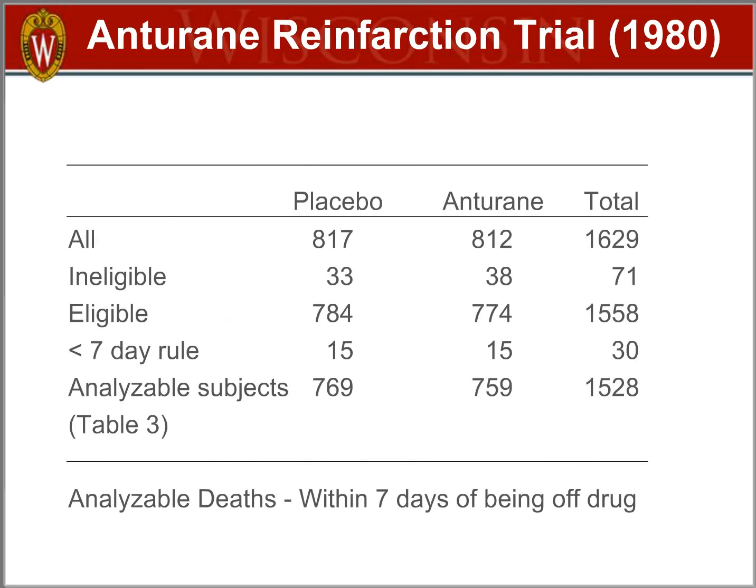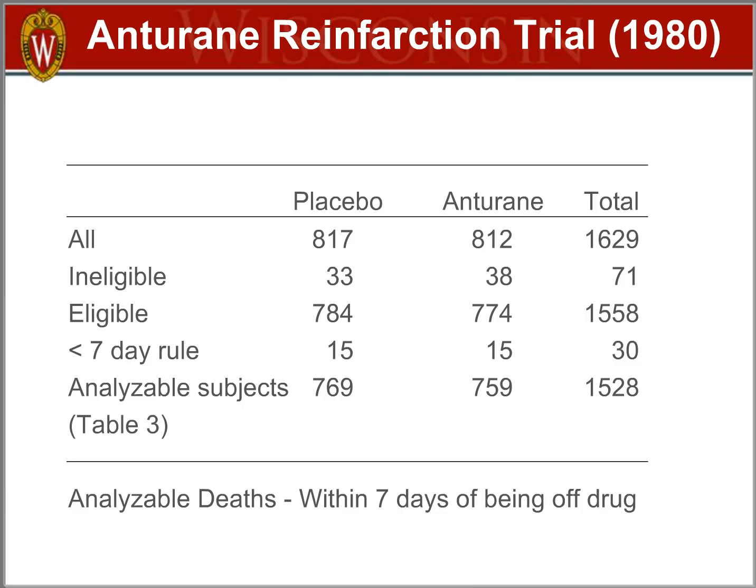They come out of the 1,629, and if you reduce or eliminate them, you're left with 1,558 patients. There were some additional rules that were applied in this trial. There was the so-called 7-day rule: if you were on therapy in the trial for less than 7 days, then you didn't have a chance for the drug to work, and you were not included in the analysis. So in this trial, we would throw out another 30 patients. So we go from 1,558 to 1,528.